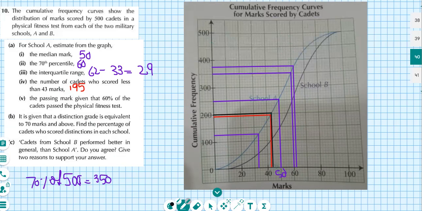So it is 44. So passing marks will be 44%. So in part B, it is given that a distinction grade is equivalent to 70 marks and above. Find the percentage of the cadets who scored distinction in each school.